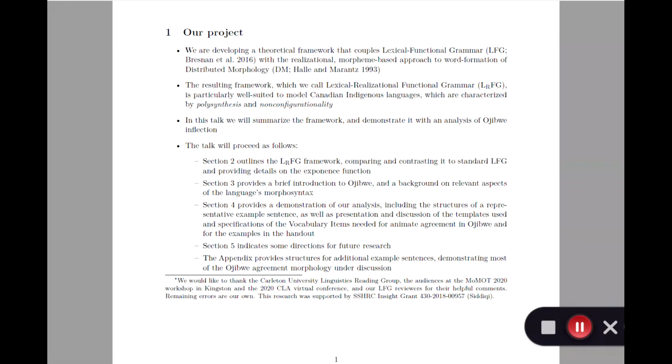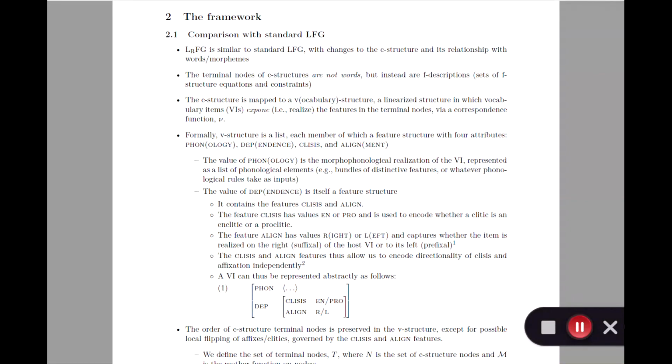It's intended to be particularly well suited to modeling languages that exhibit polysynthesis and non-configurationality, such as those found in Canadian Indigenous languages. In this talk, we summarize the framework and demonstrate it with an analysis of a subset of the Ojibwe inflectional system. LRFG is similar in most ways to standard LFG, and the changes mainly involve the C structure and its relationship with the words and morphemes.